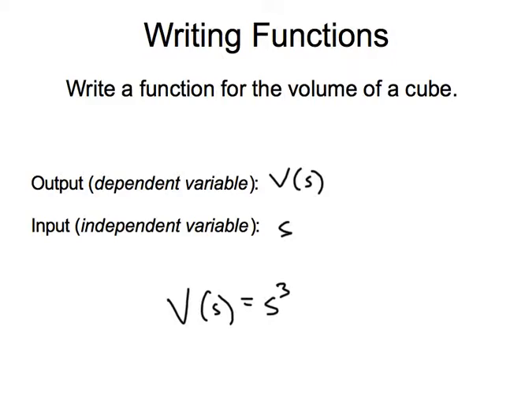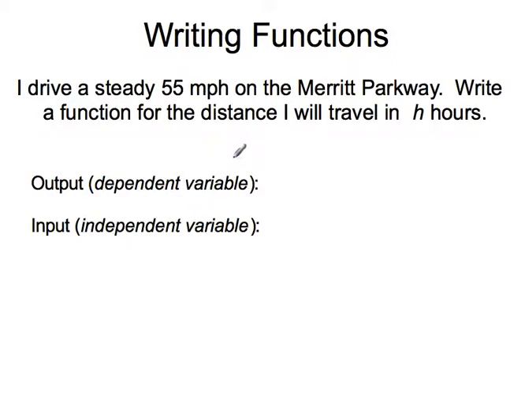Let's look at one more. So if I drive 55 miles an hour on the Merritt Parkway, what would be a function for the total distance I would travel in h hours? All right, so we're looking at two variables here. We're looking at distance traveled and time traveled. What depends on what? Does the distance I travel depend on how long I drive, or does how long I drive depend on the distance I drive? Well, if it says I'm driving a steady 55 and is asking you for the distance based on the number of hours, it's actually kind of hinting at it the way they set it up in here. They want a function for distance, so they're telling you distance is what is dependent. Distance depends on how many hours you drive.